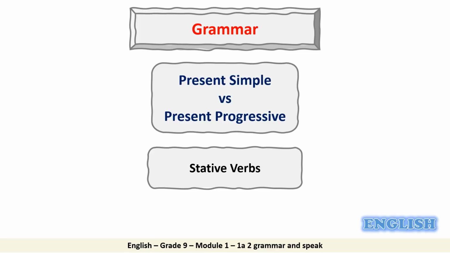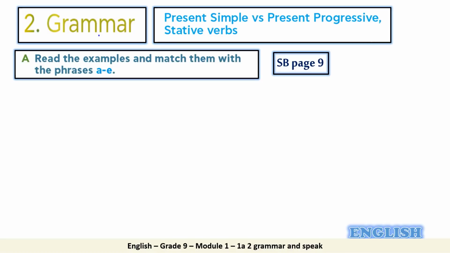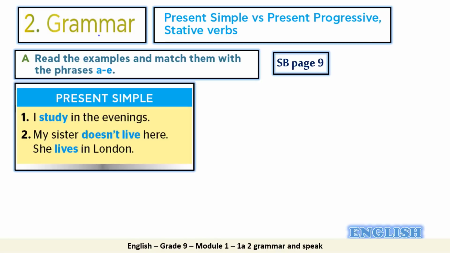Grammar. Present simple versus present progressive. Stative verbs. Let's start with our lesson 2 Grammar. Student book, page 9. Exercise A. Read the examples and match them with the phrases A to E.